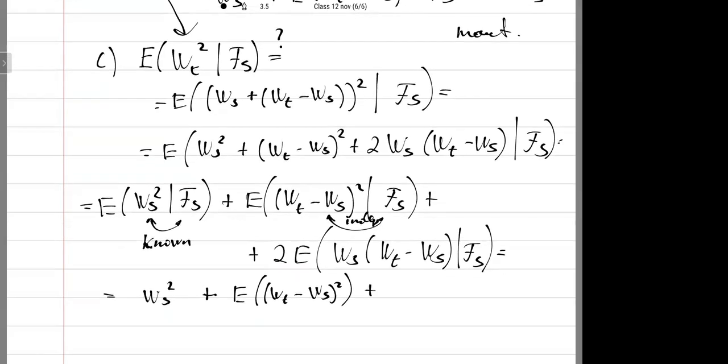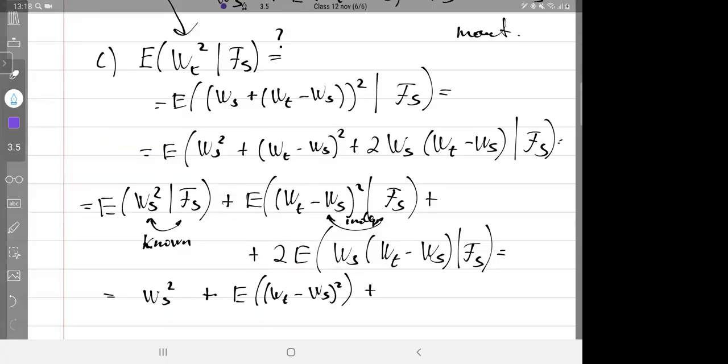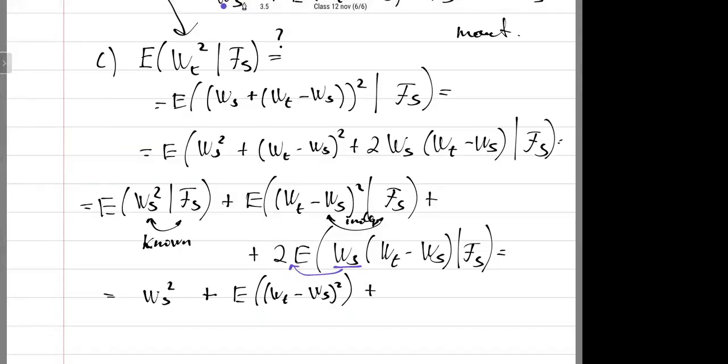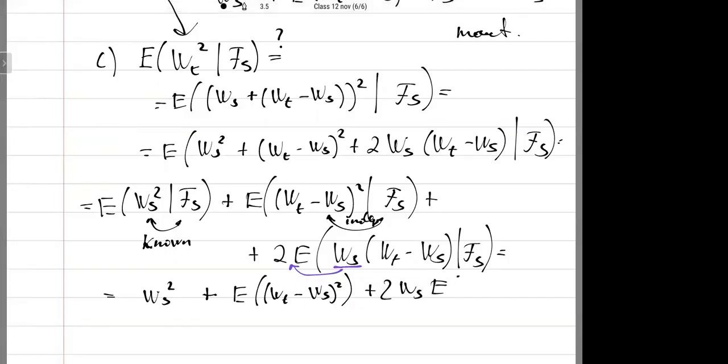In the last case, I know WS. So for me, WS is a completely predictable function. So I just move it out of the expected value. And I have 2WS times the expected value of WT minus WS given FS, because you can move out of the expected value what is known. And finally, it's WS squared. What is the value of this expected value?